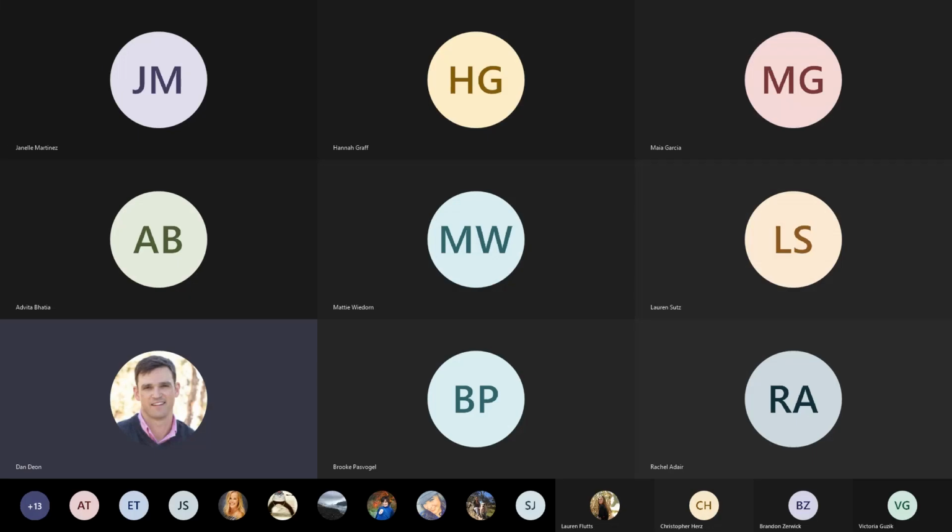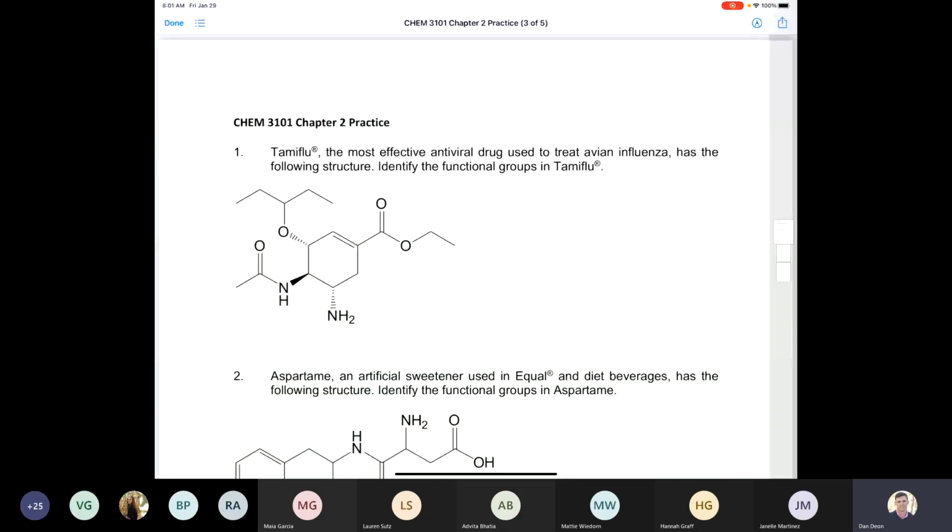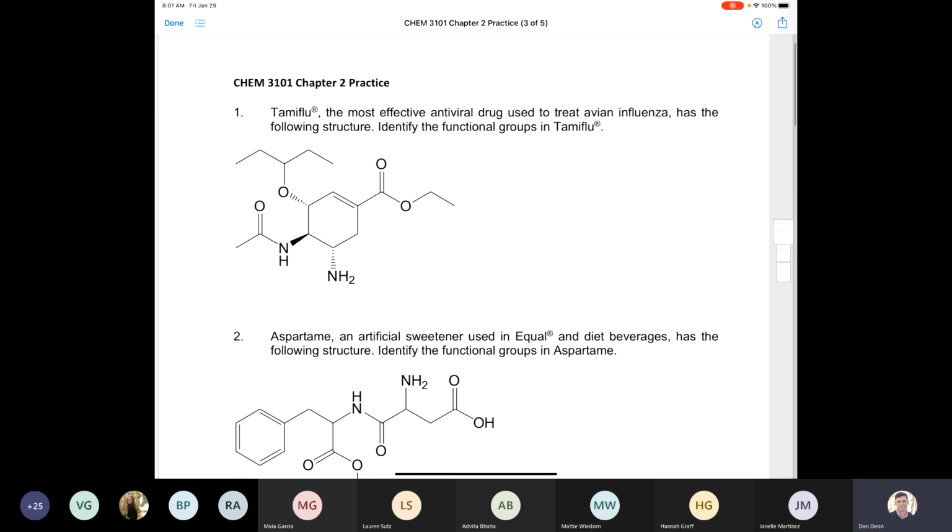And so that's where we're going to start. These practice problems that I have here are posted to Canvas under the Chapter 2 module. We'll start with the first one. Can everybody see my screen where it says Chemistry 3101? Yeah, Chapter 2 practice. Okay, good.